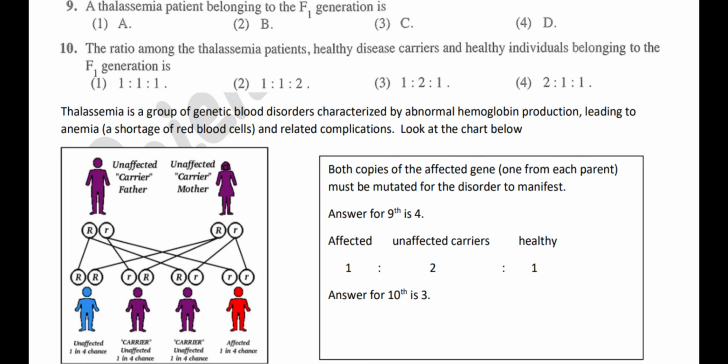The ratio among the thalassemia patients, healthy disease carriers and healthy individuals belonging to the F1 generation. So affected, we have 1 child. Carriers, we have 2 children. Healthy, we have 1 child. So the ratio is 1 to 2 to 1. Answer is 3. So that's the 10th question.